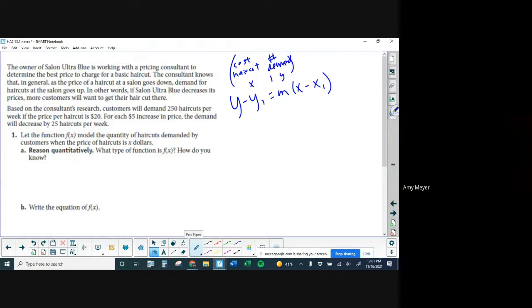Let's put the number at the end. So if you read this, we have a point. It says, based on the consultant's research, customers will demand 250 haircuts. That's how many are needed per week if the price is $20. So at a specific X of $20, we have a specific Y, 250 haircuts.